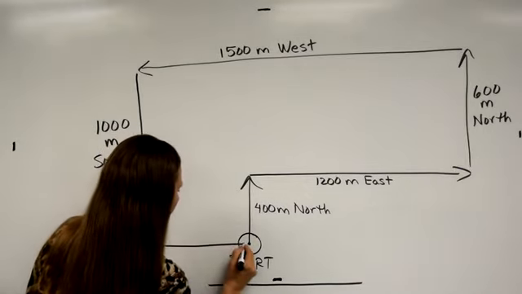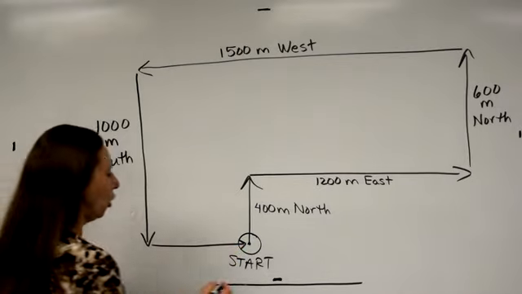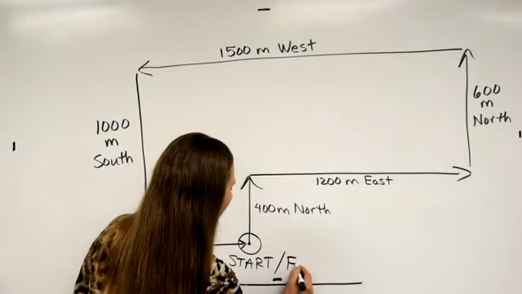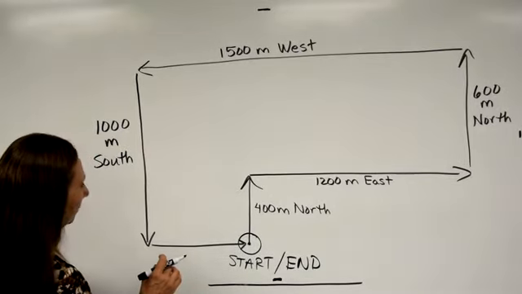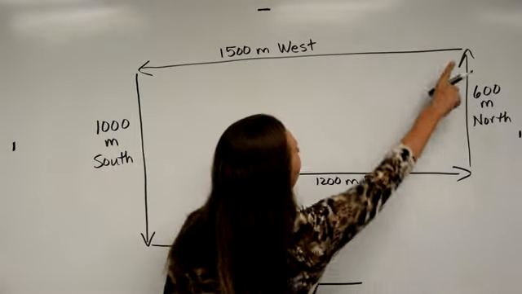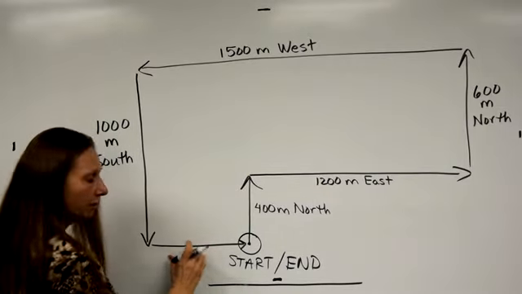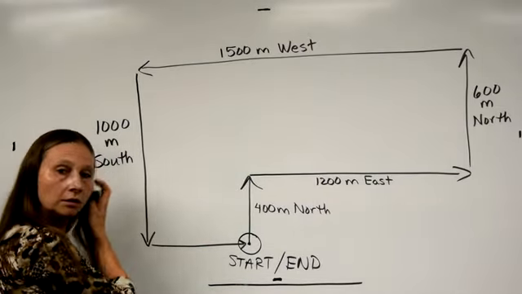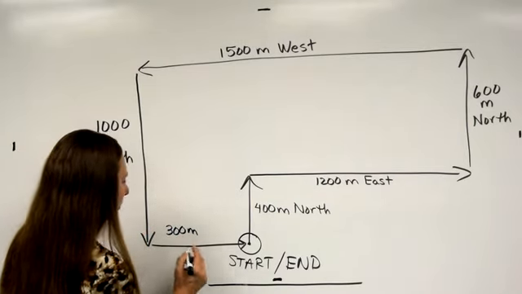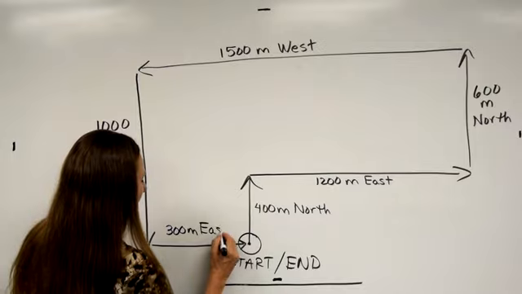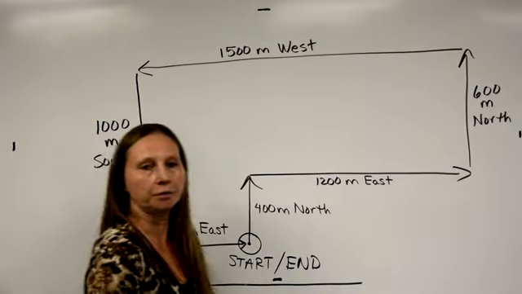And what's left here? How many meters does she have to run to get right back home so that start and end are in the same exact spot? Well, if that's 1,200 and that's 1,500, how many meters is she running from here to here? You're right. That would be 300 meters east again. So let's see what happened here.